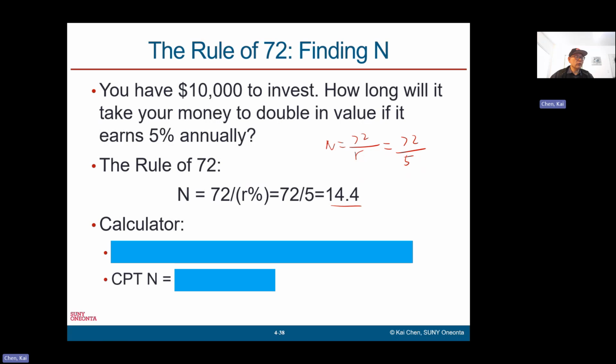Of course, if we want to get the accurate number, then we have to use the formula. What is the formula? If we use the future value formula, then that would be $20,000. Future value equals $10,000 times 1 plus R. R is a point.